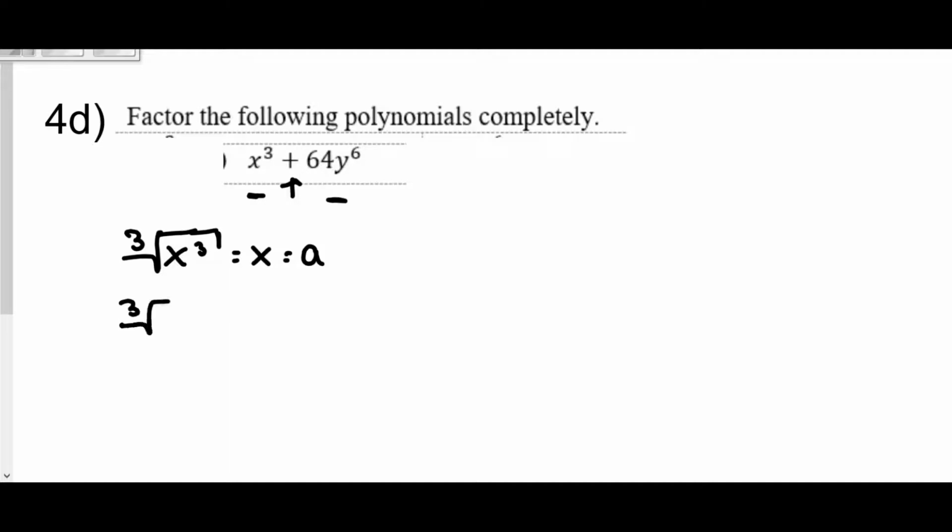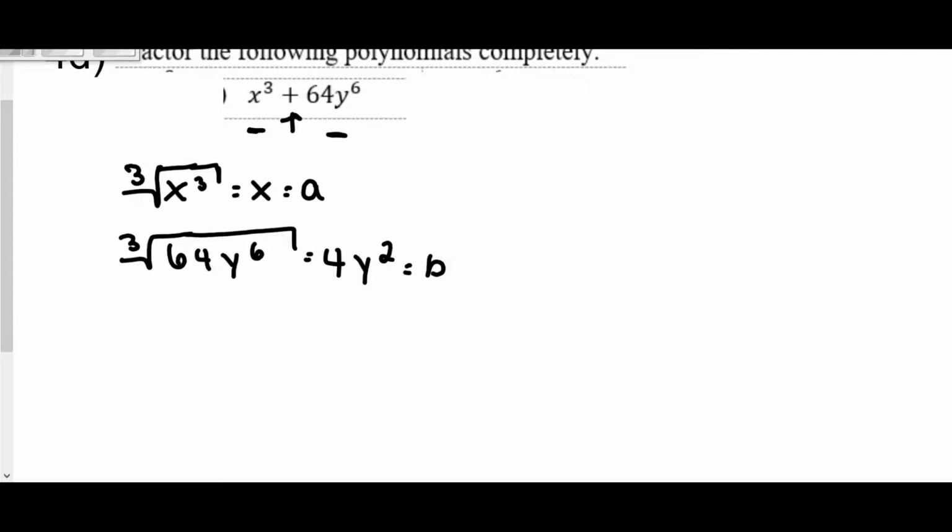The cube root of 64y to the 6th, well, the cube root of 64 is just 4, and the cube root of y to the 6th is just y squared. So that is our b term. All exponents that are multiples of 3 are perfect cubes. So now all we do is just put this into our long equation. I'm just going to rewrite it here: a cubed plus b cubed equals ab times a squared, ab, b squared.